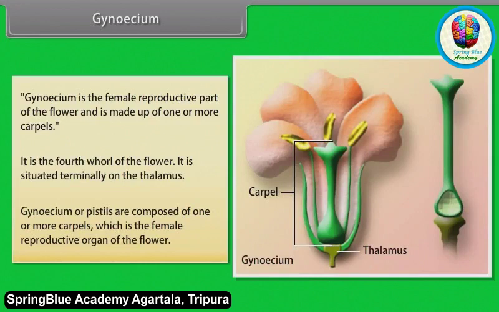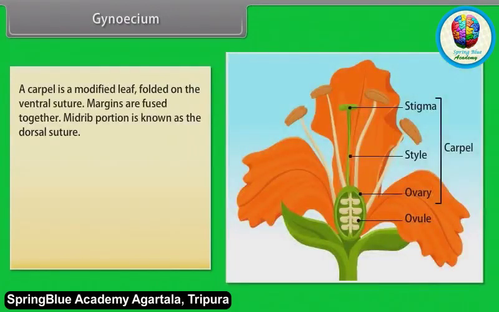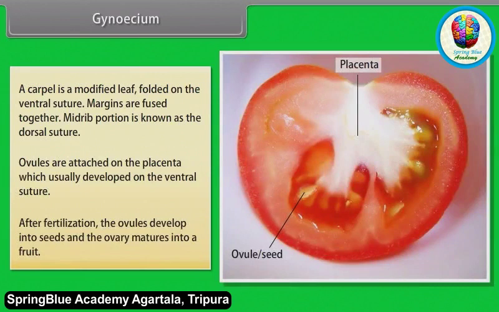The gynoecium or pistil is composed of one or more carpels, which are the female reproductive organs of the flower. A carpel is a modified leaf folded on the ventral suture. Margins are fused together. The midrib portion is known as the dorsal suture. Ovules are attached on the placenta, which usually develops on the ventral suture. After fertilization, the ovules develop into seeds and the ovary matures into a fruit.